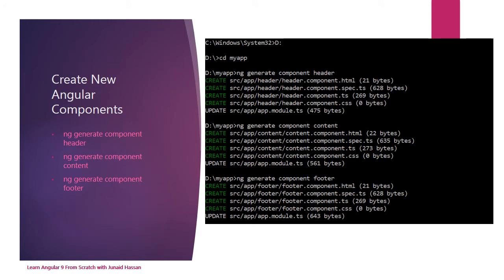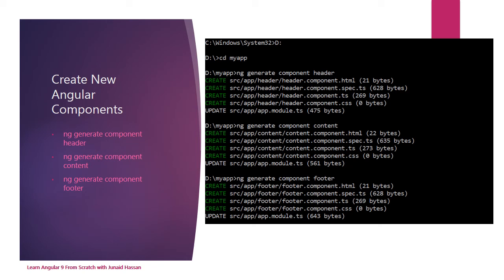To create a new Angular component using Angular CLI, open the command prompt as an administrator and cd into the application folder. Then run the command ng generate component header. This Angular command will generate a new Angular component named header. Go ahead and create 2 more components, that is, content component and footer component. As you can see, we have generated 3 components for our application.